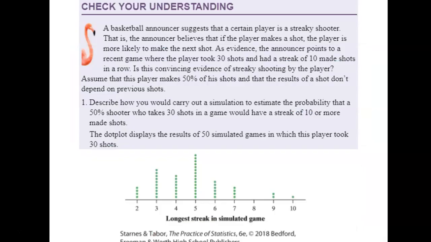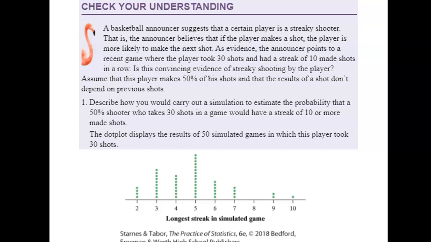All right. A basketball announcer suggests that a certain player is a streaky shooter. That is, the announcer believes that if the player makes a shot, the player is more likely to make the next shot. As evidence, the announcer points to a recent game where the player took 30 shots and had a streak of 10 made shots in a row. Is this convincing evidence of streaky shooting by the player?